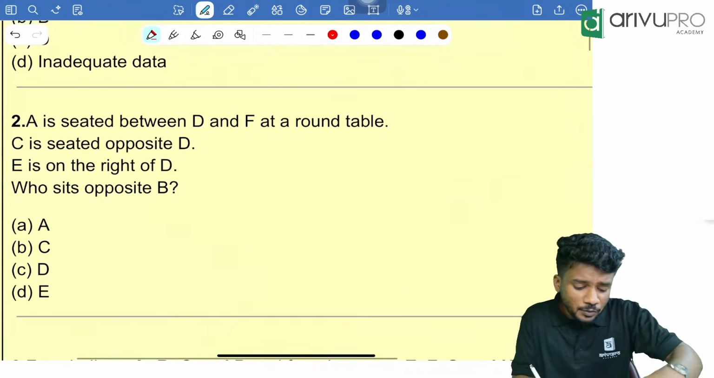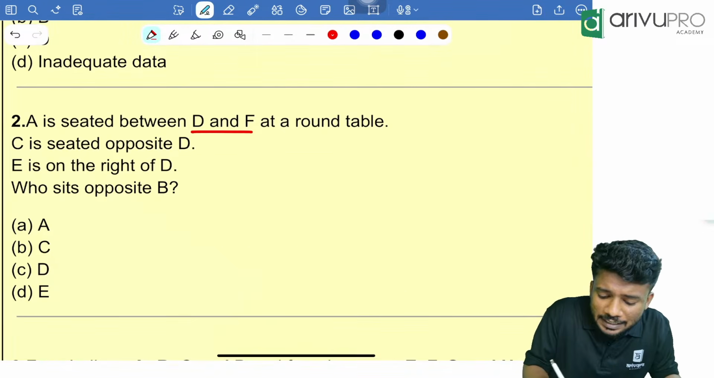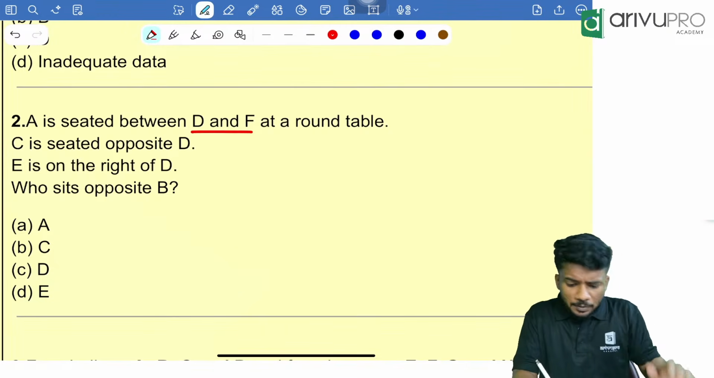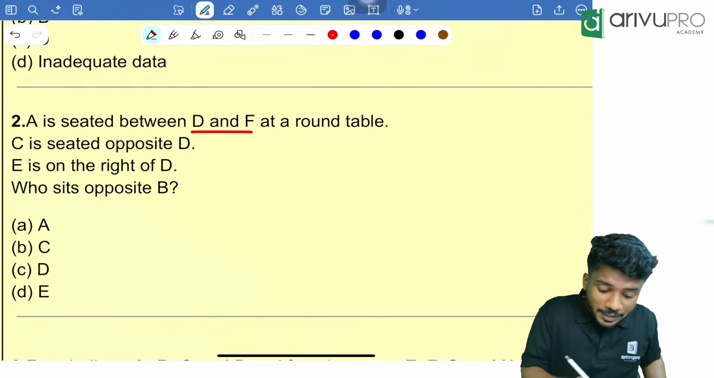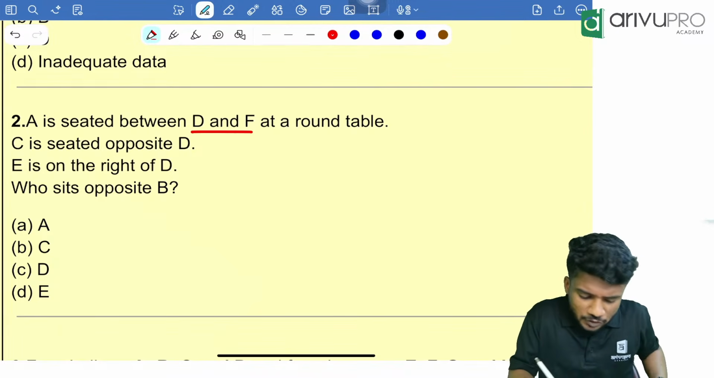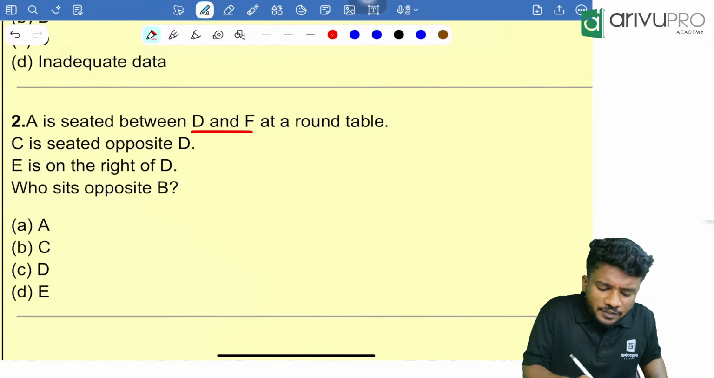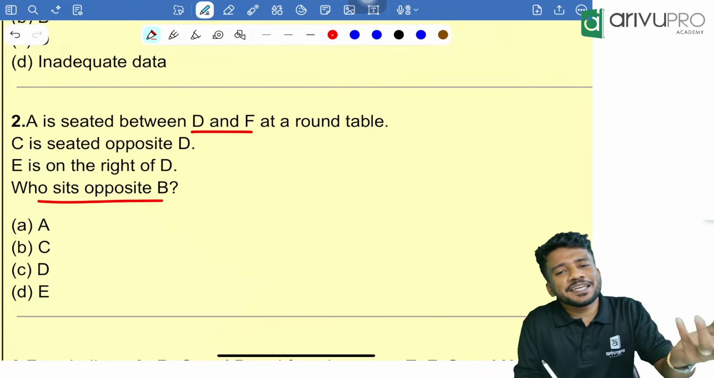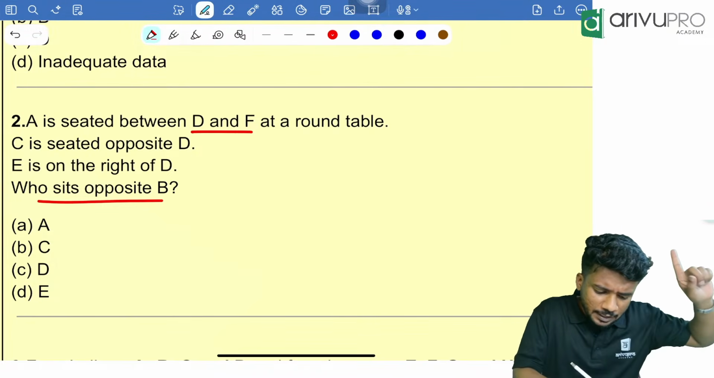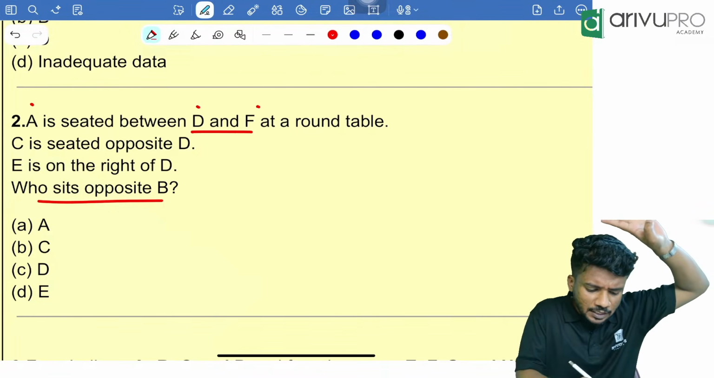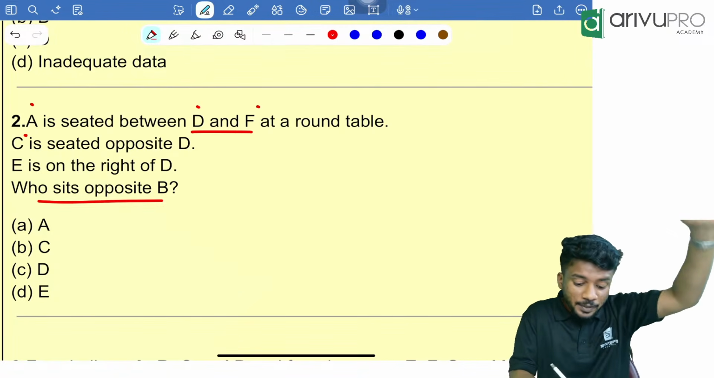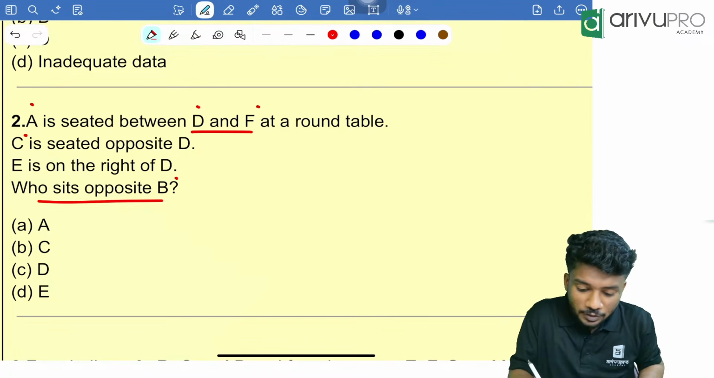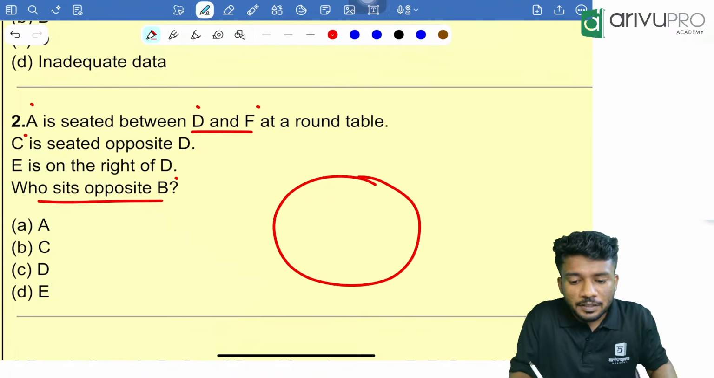Next one. A is seated between D and F at a round table. So that is given. It is a question based on circular arrangement. C is seated opposite to D. E is on the right of D. Who sits opposite to B is the question. People, how many people are there? A, D, F, C, E, and B. 6 people are there in total. That means 6 people are sitting around a round table.